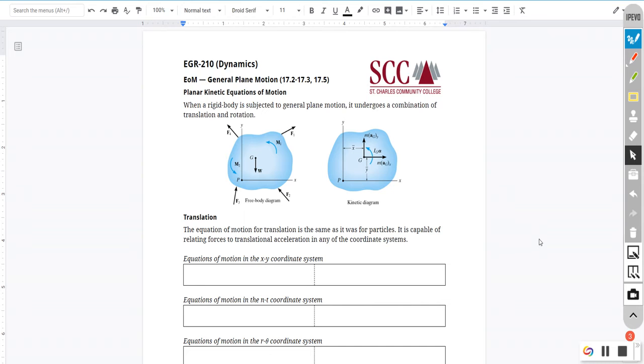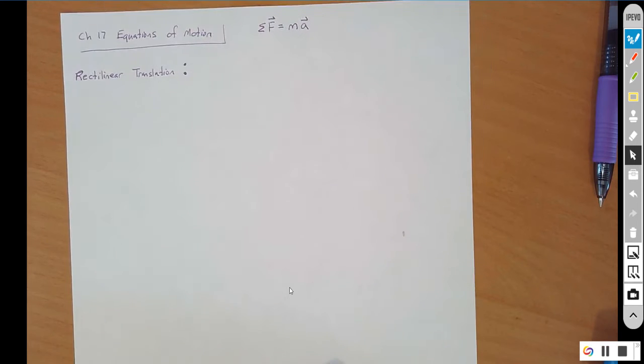So what we want to be able to do is analyze planar motion of a rigid body using equations of motion. If you remember previously for particles, our equations of motion were just sum of forces equals mass times acceleration. Now that we have a rigid body, we also have to account for rotation. So there's a series of equations that we can use, and I will be writing those out over here.